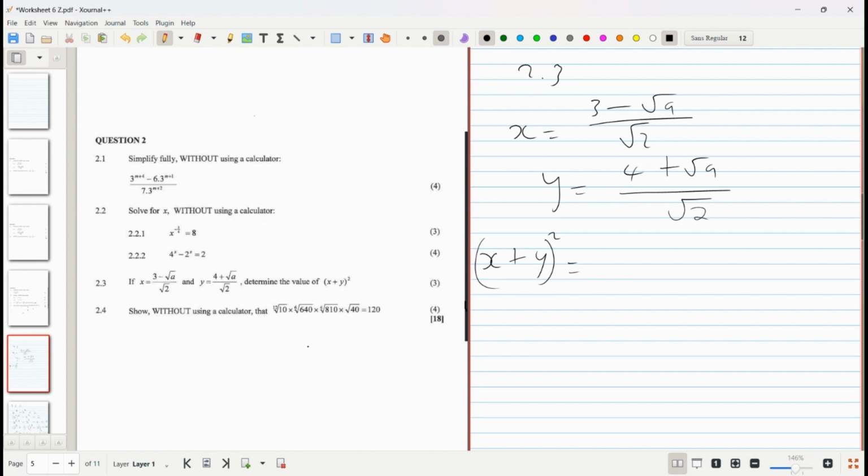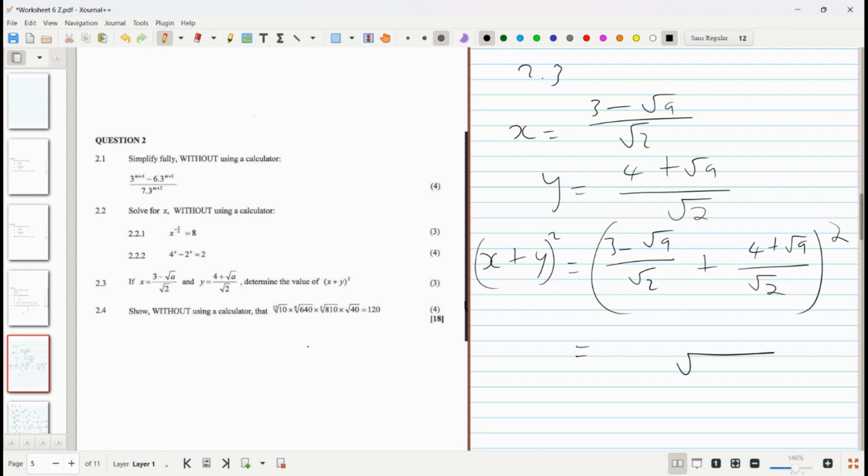So we know our value of x. Our value of x is what? Is 3 minus square root of a divided by square root of 2, and then plus our y. Our y is what? Is 4 plus square root of a divided by square root of 2. So we need to square this, okay? With our BODMAS rule, we know that we have to solve what's inside the brackets. So brackets first according to BODMAS.